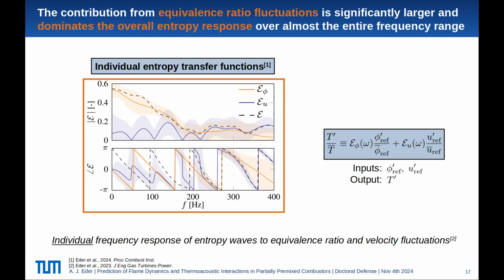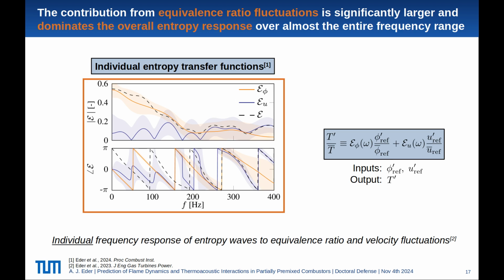What we can now first of all do is construct the following equation, which is shown in the box. That means we have now an individual entropy transfer function for the mechanism of equivalence ratio perturbation generating temperature perturbations, and an entropy transfer function U, EU, which gives insight into the mechanism of velocity perturbations resulting in temperature perturbations. And what we can directly see from this gain and phase graph is that the effect of equivalence ratio fluctuations is much larger than the effect of velocity perturbations.